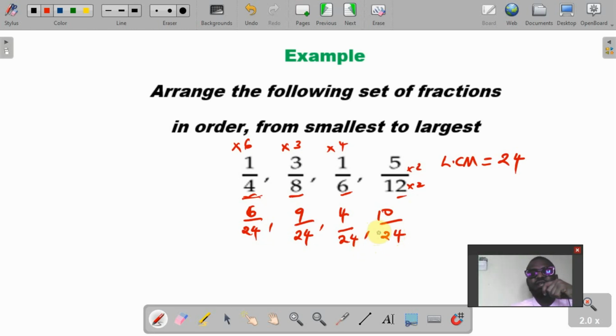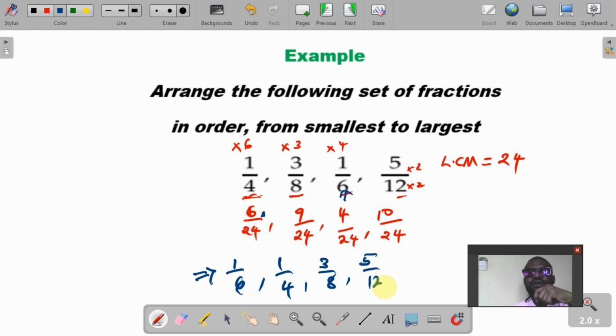is 24. Now, with this case, I can easily arrange the numbers. But while arranging the numbers, I will arrange the fractions given in the question. So the smallest fraction here is 4 over 24, and it's equivalent to 1 over 6. So I'll write 1 over 6. Followed by this number here, 6 over 24, which is 1 over 4. Then followed by 3 over 8. Then the largest fraction here is 5 over 12.